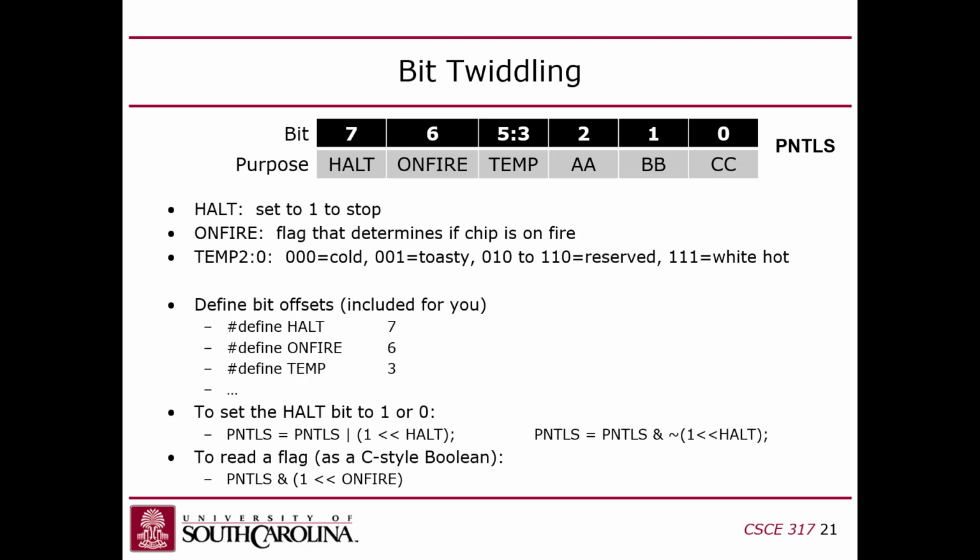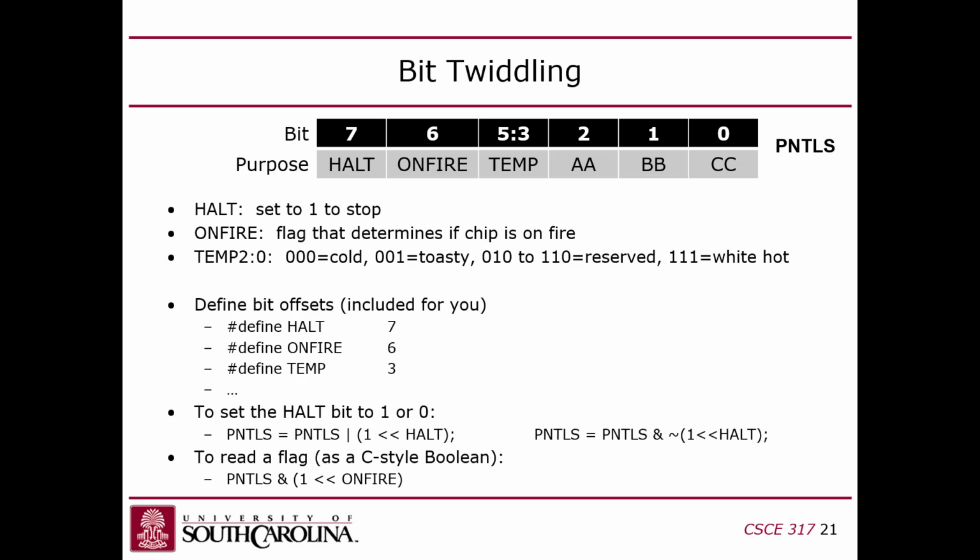Probably a better way to do it, although the code we've been writing, we generally just do it this way, to set and reset a bit. So you see a lot of that. And then if you want to read a bit, like if you want to test to see if a bit is set, you can just do a bitwise AND with 1 shifted by, in this case, on fire. We're checking to see if the on fire bit is set, and that's going to result in either a 0 or 64 numerically, because on fire is bit 6.